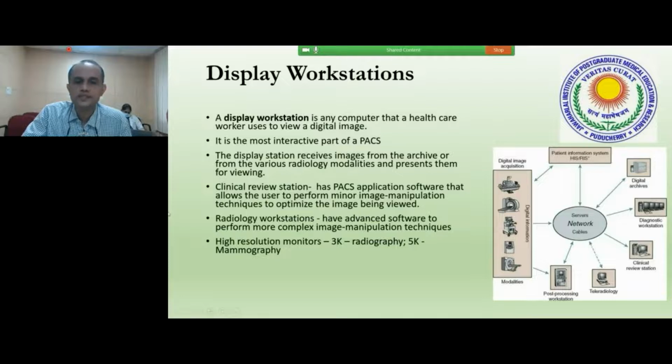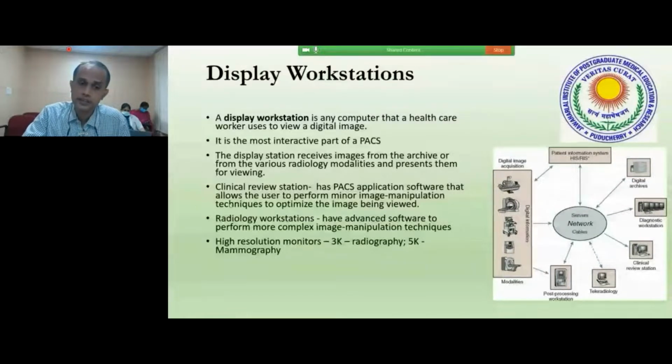Now, these workstations can be of 2 types. One is the clinical review station, which is a simple computer. It has the PACS application software and allows the user to perform minor image manipulations to optimize the image being viewed, like windowing and multiplanar reformat.